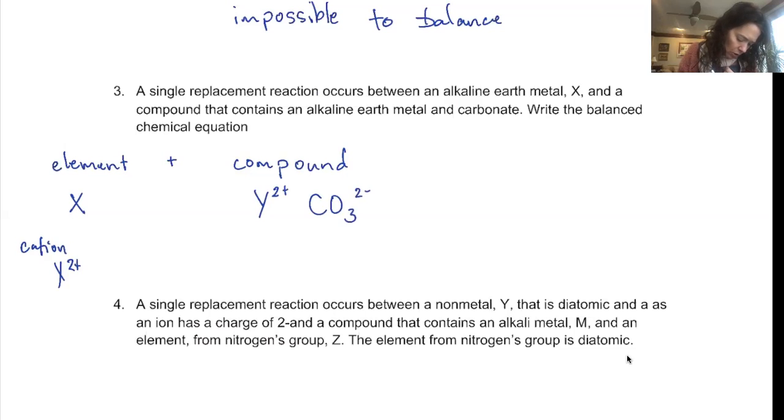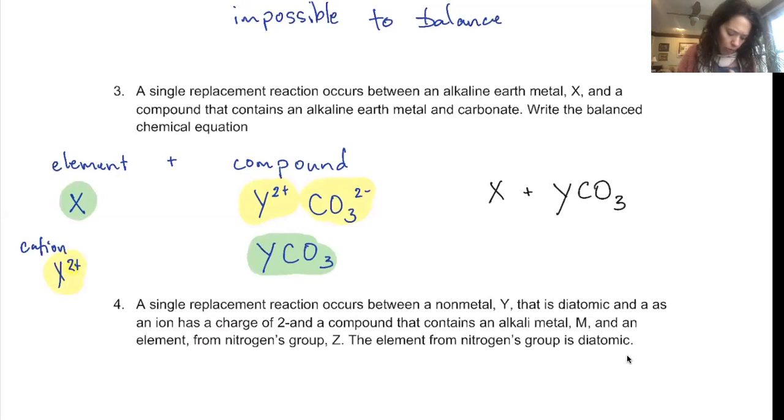So that makes YCO3, because those 2's will cancel. So what we have here is a reaction between the element X and the compound. Okay, the other things here are just element X in its ionic form, and these are the compounds separated into ions. So let's come over here and write our reaction. We've got our element X plus our compound YCO3. We know that this is single replacement. Let's look at our ions.